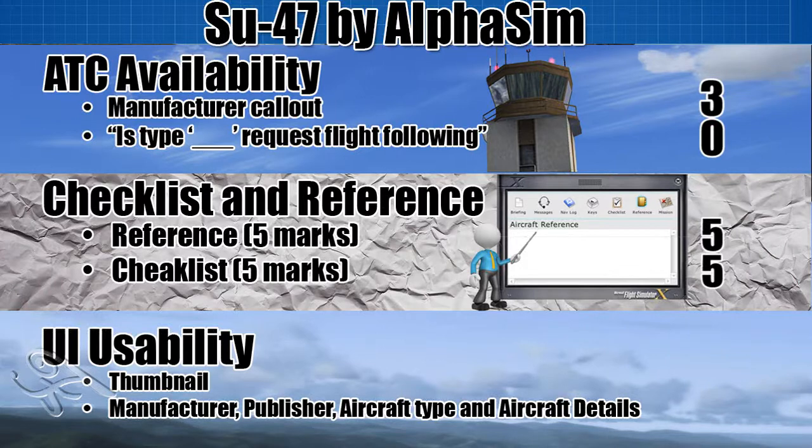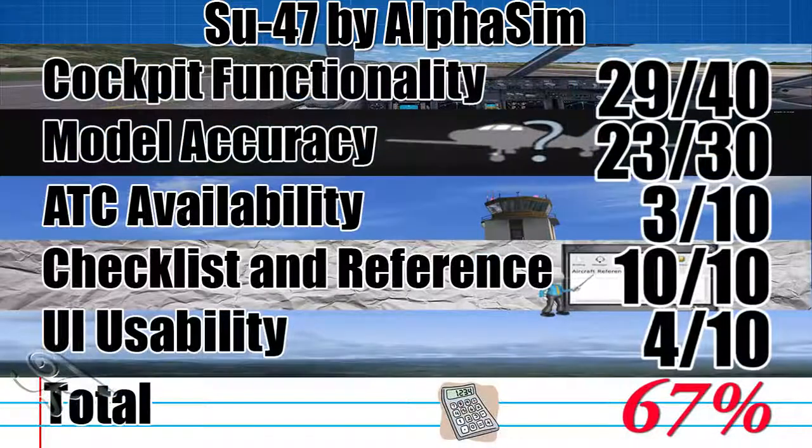UI usability was interesting. The manufacturer was listed as Alpha, not as Sukhoi. Even though the publisher is AlphaSim, no publisher was listed. Also, no aircraft type was listed. Thumbnails and details were available. 2 points for thumbnails, 0 points for manufacturer, 0 points for developer, 0 points for aircraft type, and 2 points for aircraft details. And here is the final score for the Su-47 Berkut by AlphaSim.